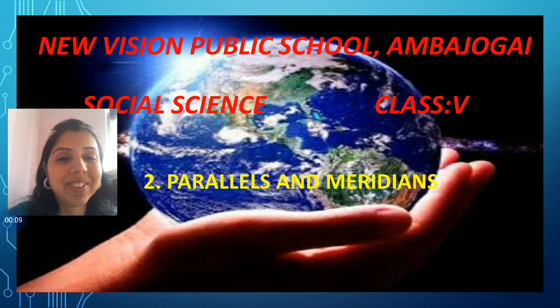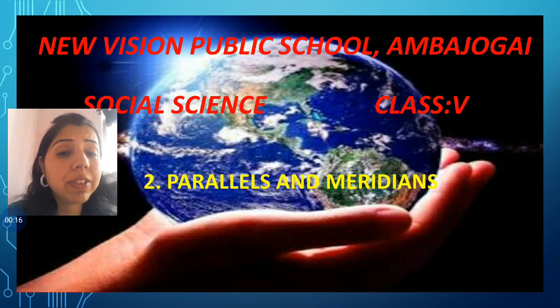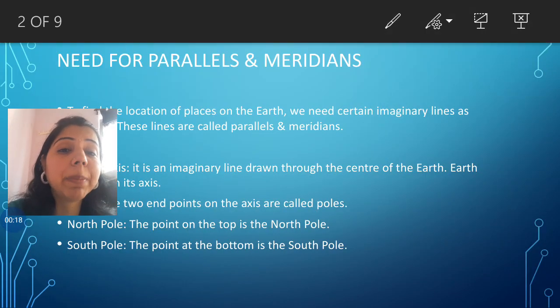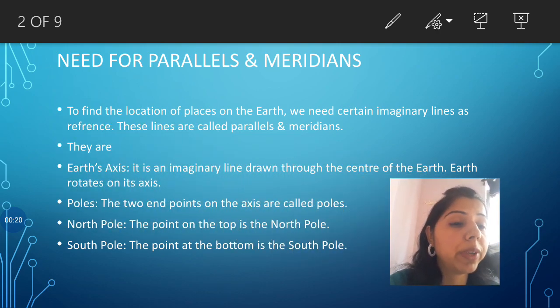Today we are going to see Social Science class 5th, lesson number 2, Parallels and Meridians. We have seen in the first lesson that the earth is spherical in shape. So for locating any place on the earth, we need the help of some imaginary lines as references. These lines are called parallels and meridians.